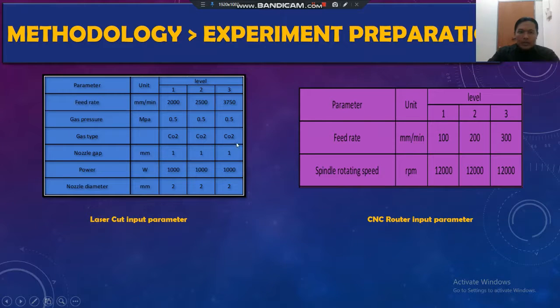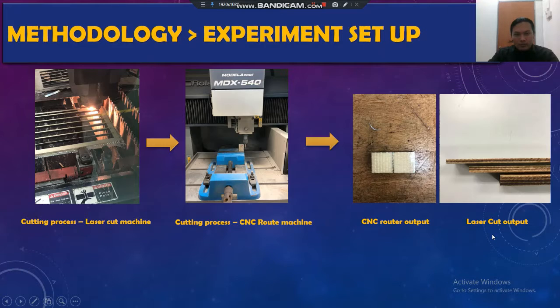So this is my preparation for the input parameter, which is the feed rate for laser cut and CNC router. For the laser cut, the feed rate that will change is, for the first level, 2000, 2500, and 3700. For CNC router, 100, second 200, and third 300. So this is my experiment setup.